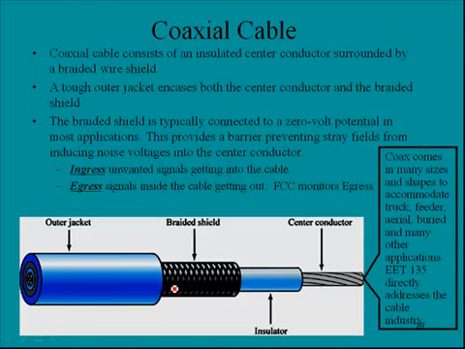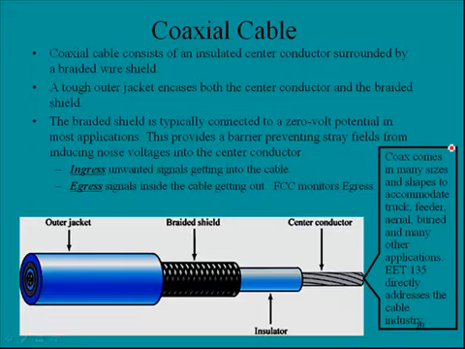Coaxial cable. Coaxial cable consists of an insulated center conductor surrounded by a braided wire shield. So here we have the center conductor, and this is the braided shield. A tough outer jacket encases both the center conductor and the braided shield. So this is the outer jacket right here. The braided shield is typically connected to a 0-volt potential in most applications. This provides a barrier preventing stray fields from inducing noise voltages into the center conductor.